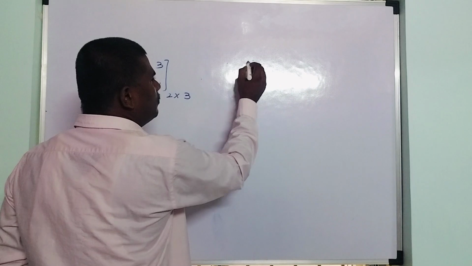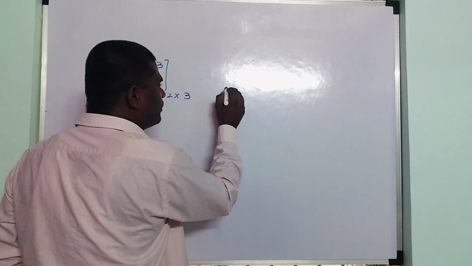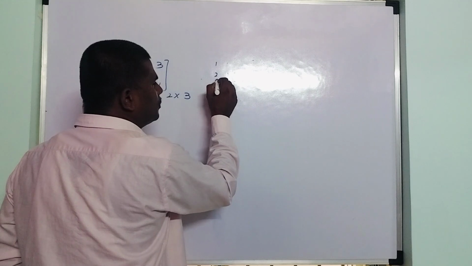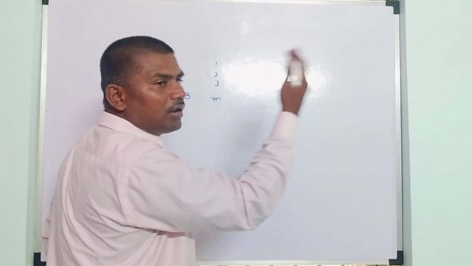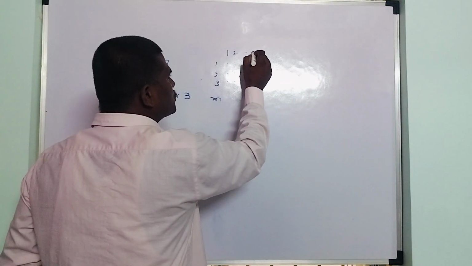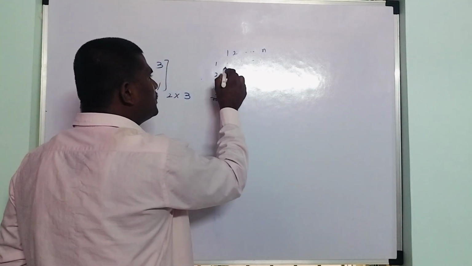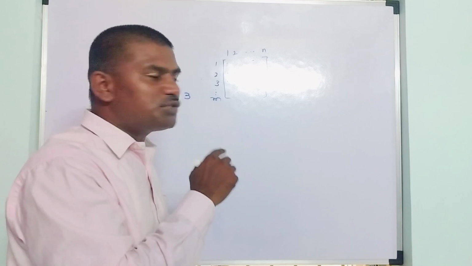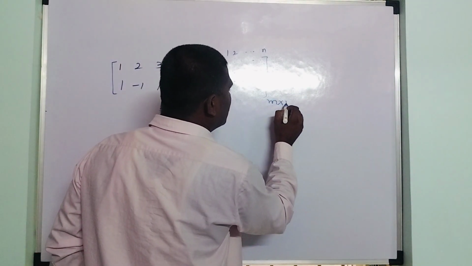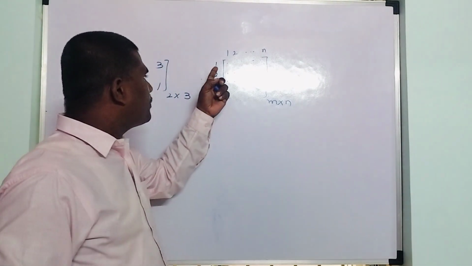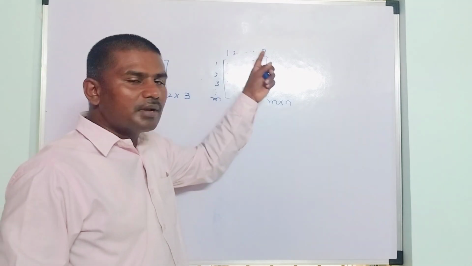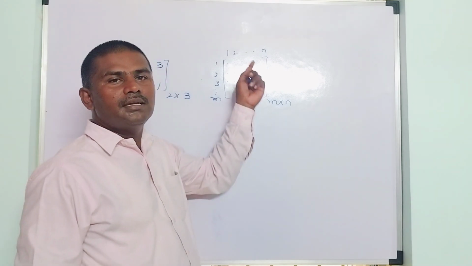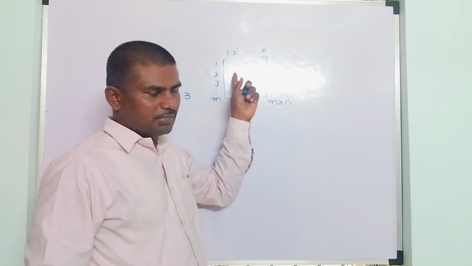Suppose you have some rows, namely the first row, second row, third row, up to m rows. Similarly, n columns, that means first column, second column, and so on up to n columns. So this is represented in brackets, and the order of this matrix is m by n. That means the number of rows in this matrix is m and the number of columns in this matrix is n. So the matrix is usually denoted in brackets with numbers.